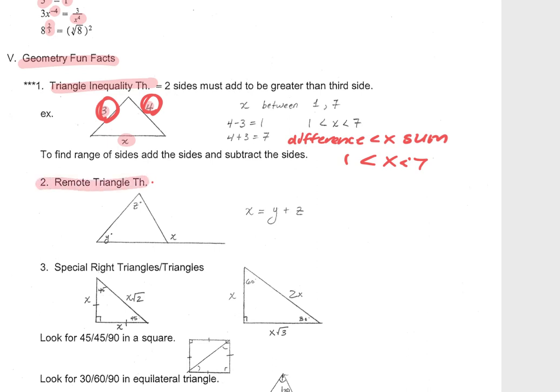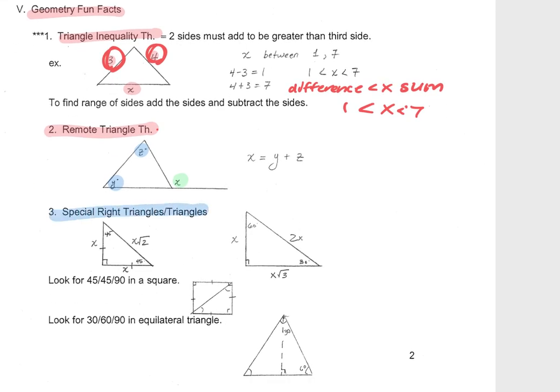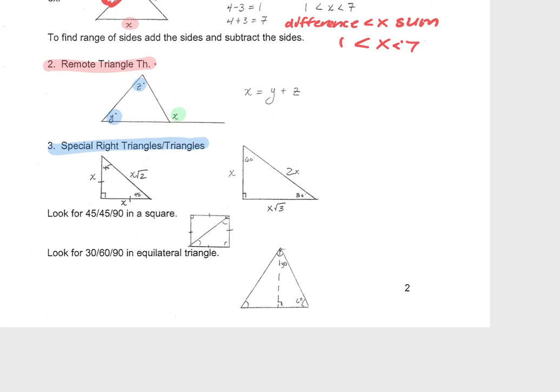The second one is the remote triangle theorem, or the exterior angle theorem, I think is what the current book calls it, which says that an exterior angle is equal to the sum of the two remote, which means non-adjacent, interior angles. So x here would equal the sum of those other two angles. Here are our special right triangles. This is what's given in that box, the 30-60-90 and the 45-45-90s. And 45-45-90 often shows up in a square with a diagonal, and 30-60-90 shows up in an equilateral triangle with an altitude.